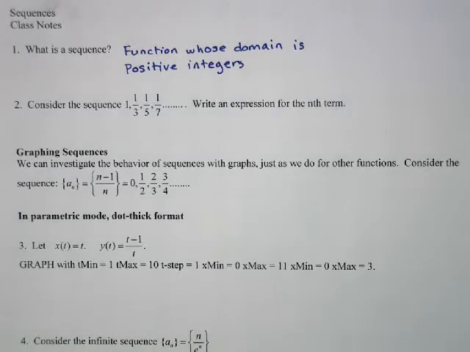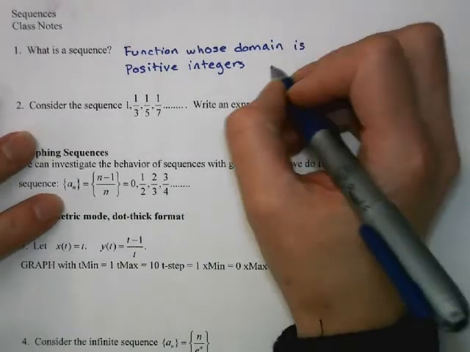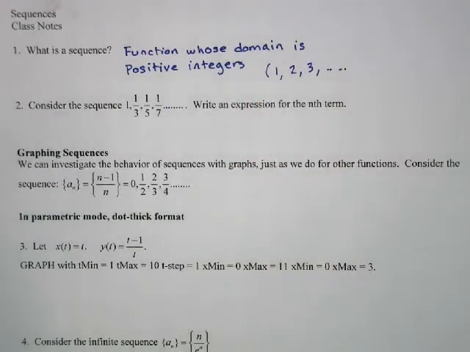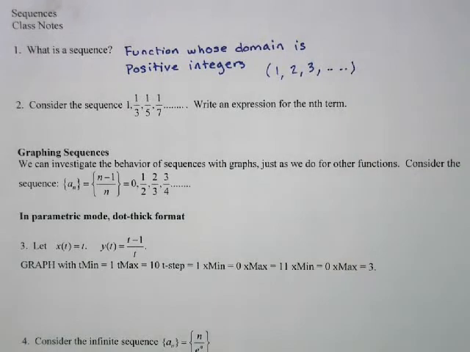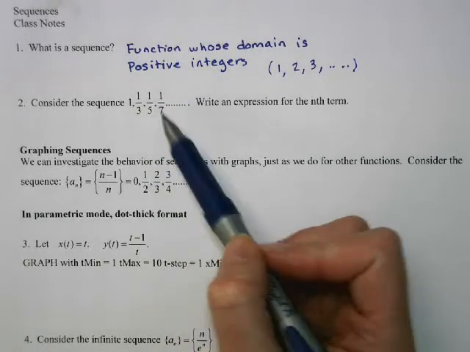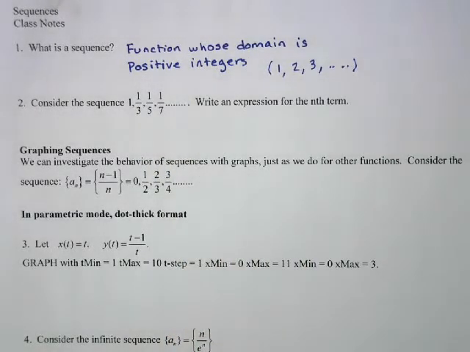A sequence is a function whose domain is the positive integers. That is 1, 2, 3, and so on. So we always start with plugging in 1 and getting out a value. So let's look at this sequence here: 1, 1/3, 1/5, 1/7. So hopefully you can see a pattern.